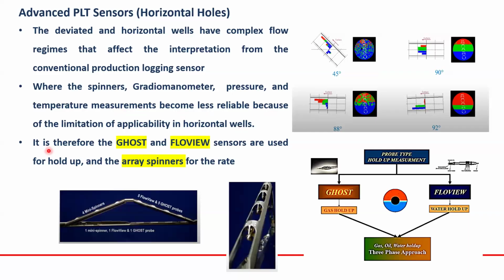So therefore we have the GHOST, and FlowView sensors are used for hold up and array spinner. So we replace the gradiometer, temperature and pressure, or any hold up sensors, with GHOST and FlowView. Both of them can solve for three-phase hold up, right?